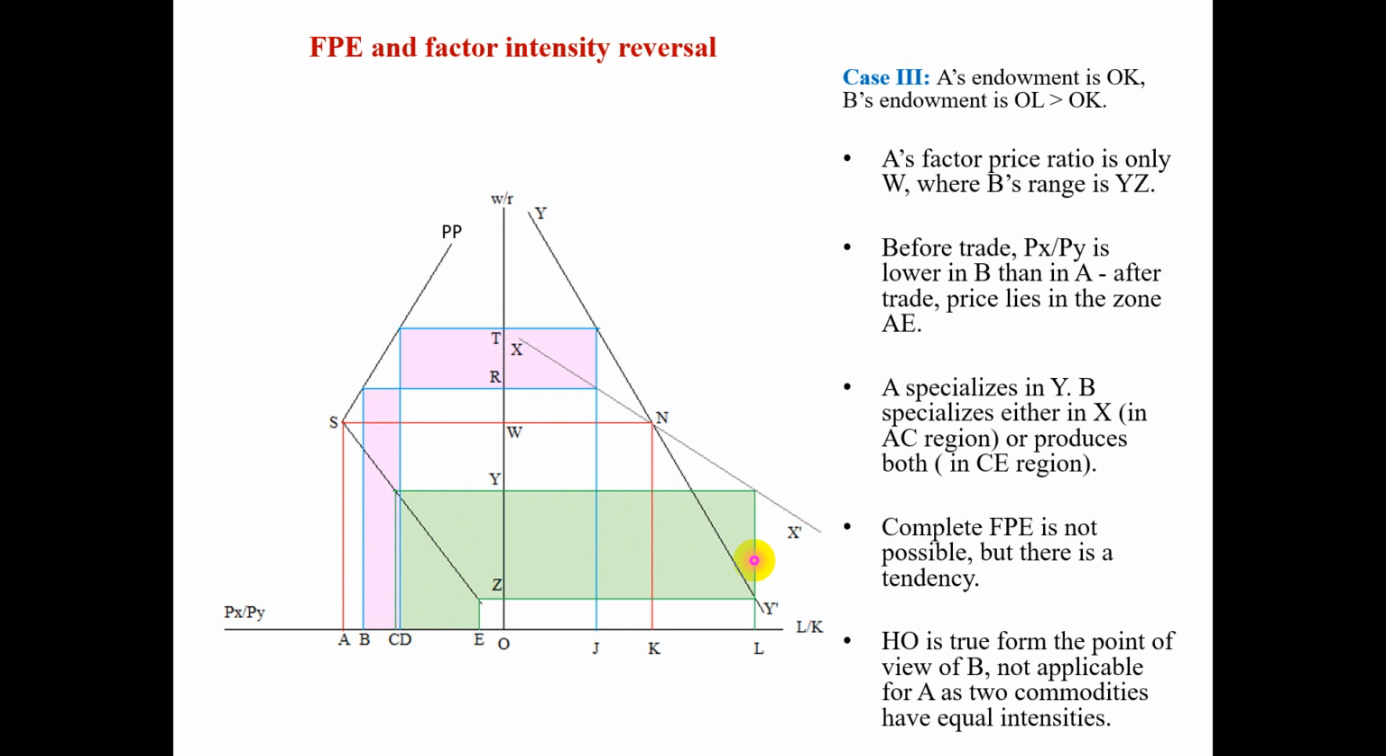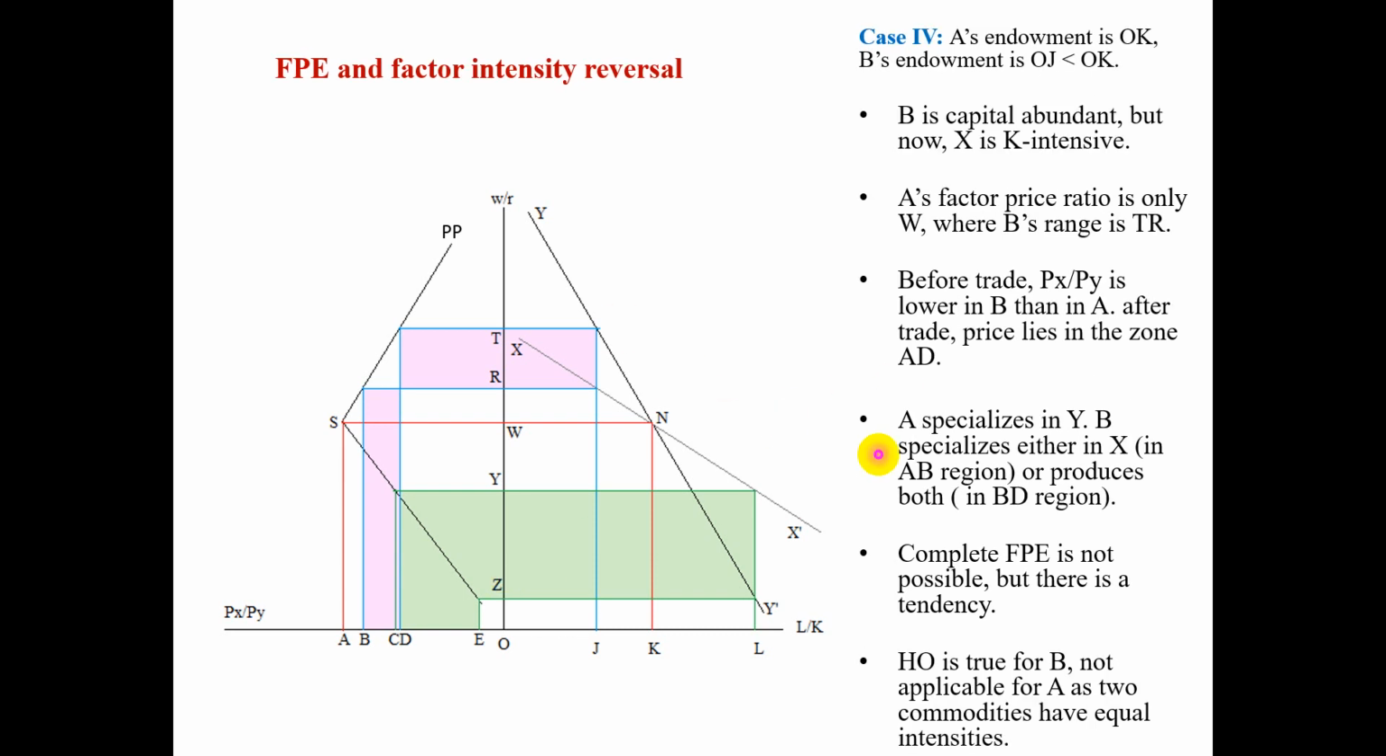So complete factor price equalization is not possible, but there is a tendency, because B's price ratio will be moving in this direction, although A's price ratio will be lying somewhere here. So there will be a tendency towards the factor price equalization. But the Heckscher-Ohlin theorem will be true from the point of view of B only, but it is not applicable for A, so it has two commodities with equal intensities.